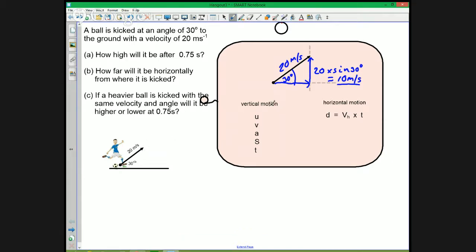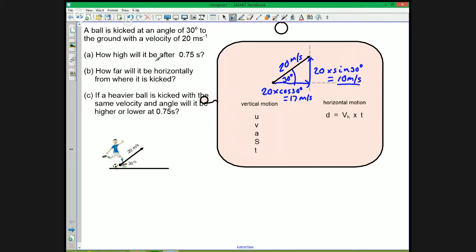Now what about the horizontal component of it? Well, it's the same idea. The horizontal component we know is going to be 20 times cos of 30 degrees. Do that on your calculator. You should end up with 17 meters per second. Now that's the first thing you do in your template. You work out the vertical component and you work out the horizontal component. And now you start to assemble all the data you have and what you have to try and find.